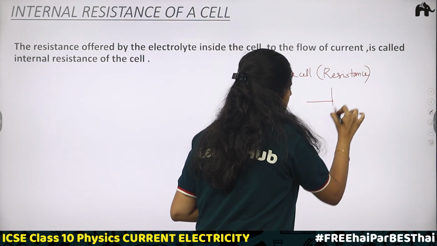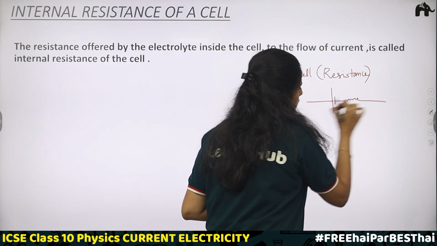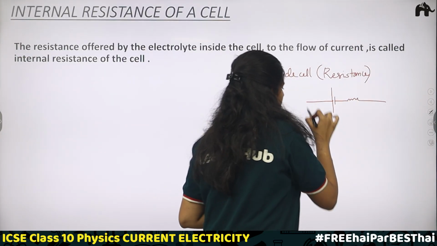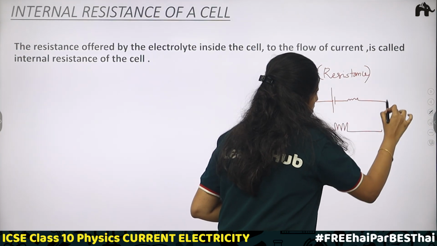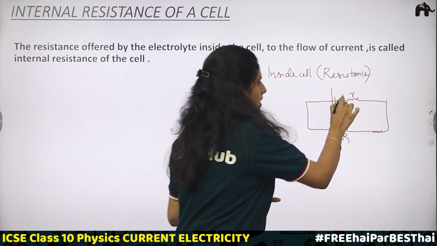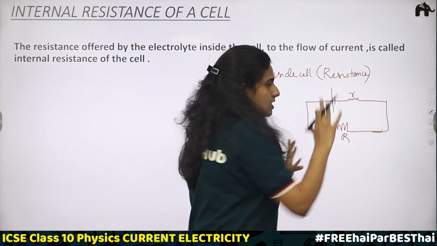Internal resistance is usually represented this way. Here you have the cell and this resistance is your internal resistance. That's normally connected to a circuit. This is a normal resistor and the smaller r is used to represent internal resistance. Okay, how is internal resistance created?